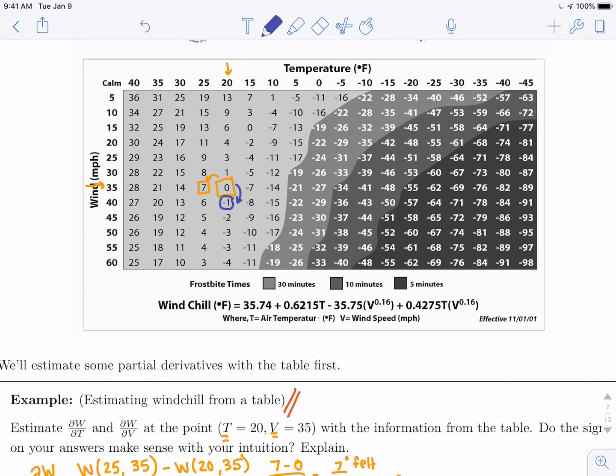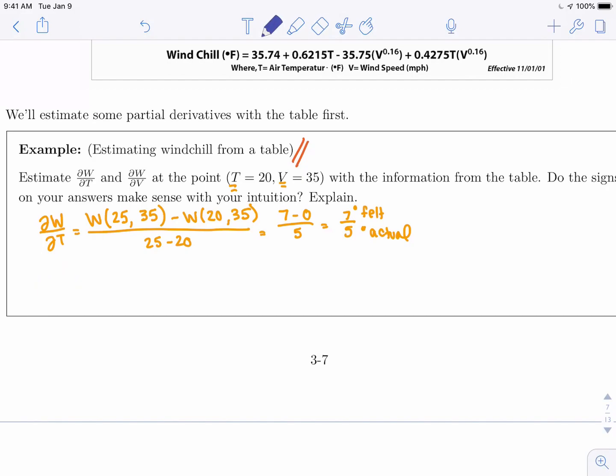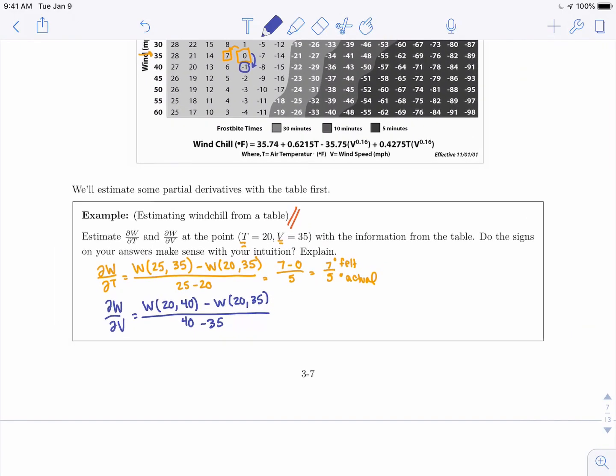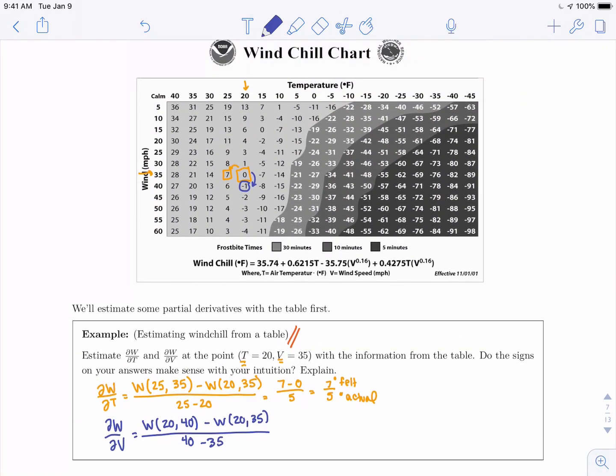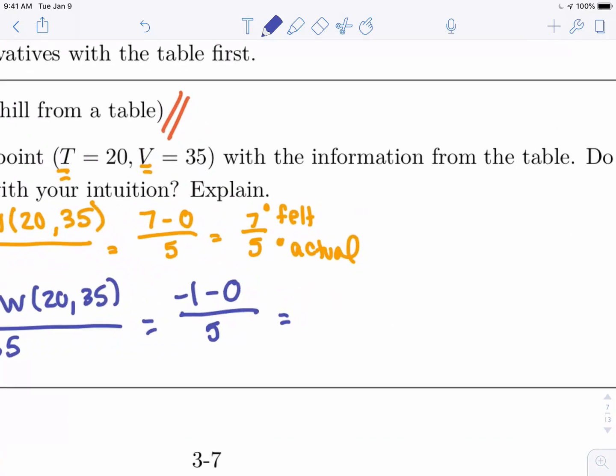Now I'm going to move down the column. Partial W over partial V is the wind chill at 20, 40 minus the wind chill at 20, 35, over 40 minus 35. So again, I allow temperature to stay fixed and I allow wind speed to vary. We'll notice that this is -1 minus 0 over 5. So it looks like I get -1/5.